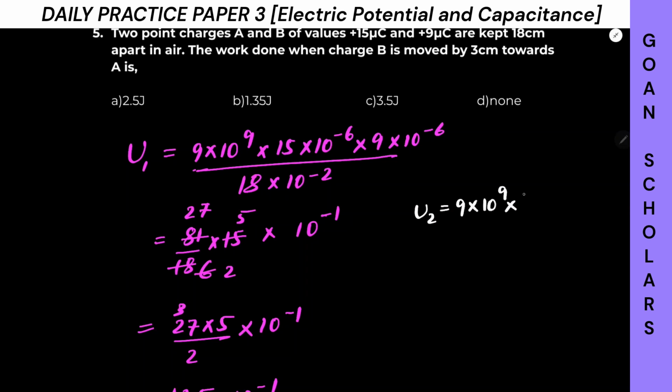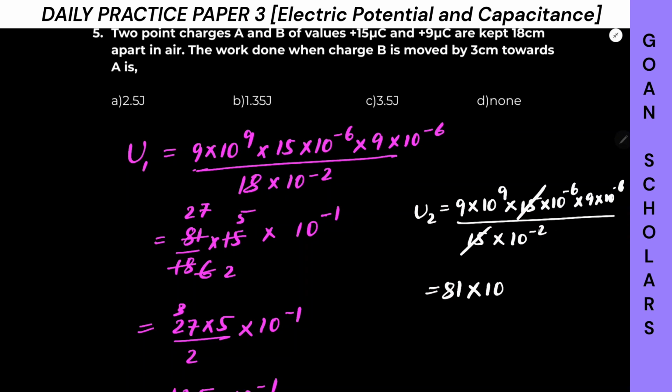Q1. What is Q1? 15 into 10 raised to minus 6 into 9 into 10 raised to minus 6, whole divided by, what's the new gap? 15 centimeter, 10 to the power minus 2. Let's cancel this with this. 9 9s are 81 into 10 to the power 9 and 11 minus 1. This gives you 8.1 joules.